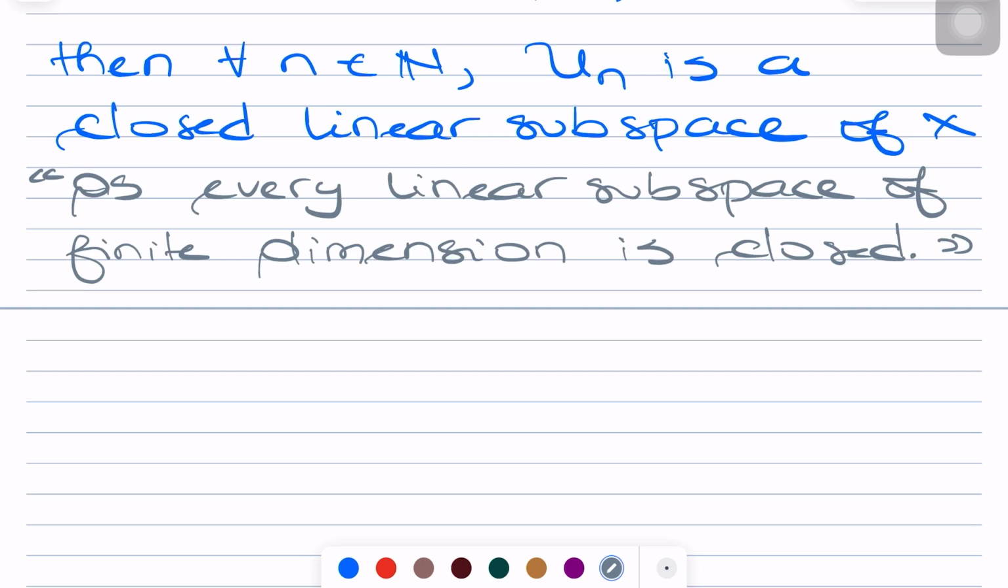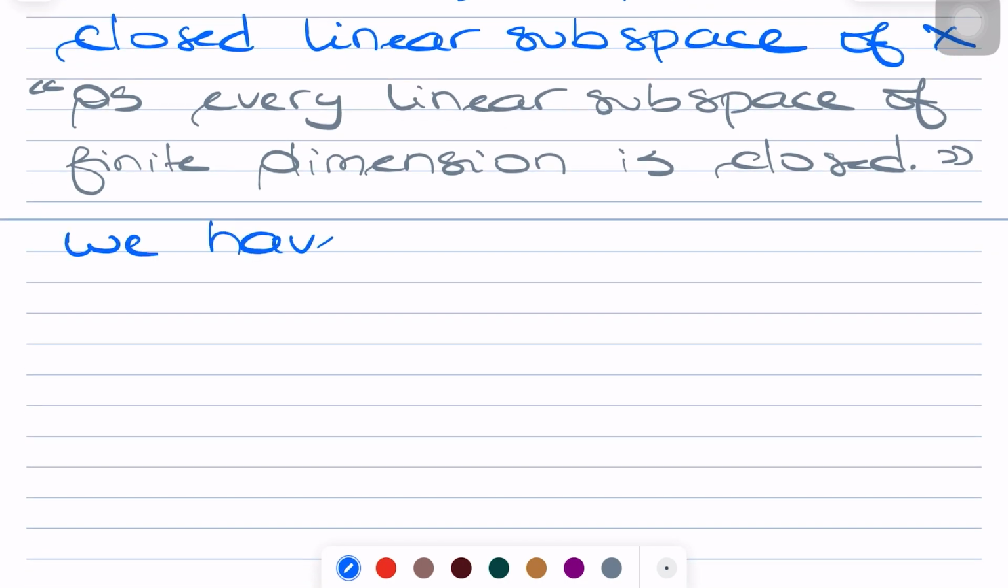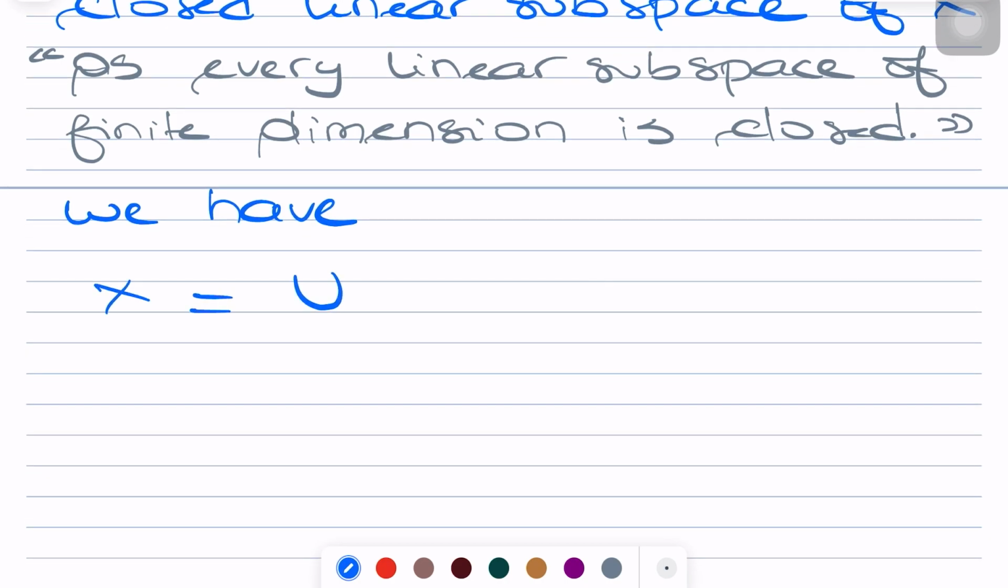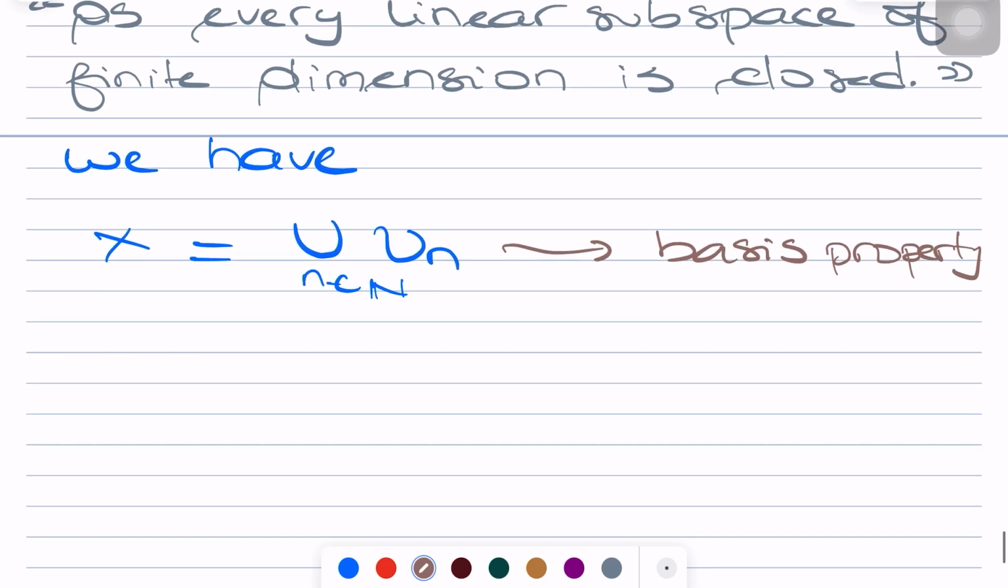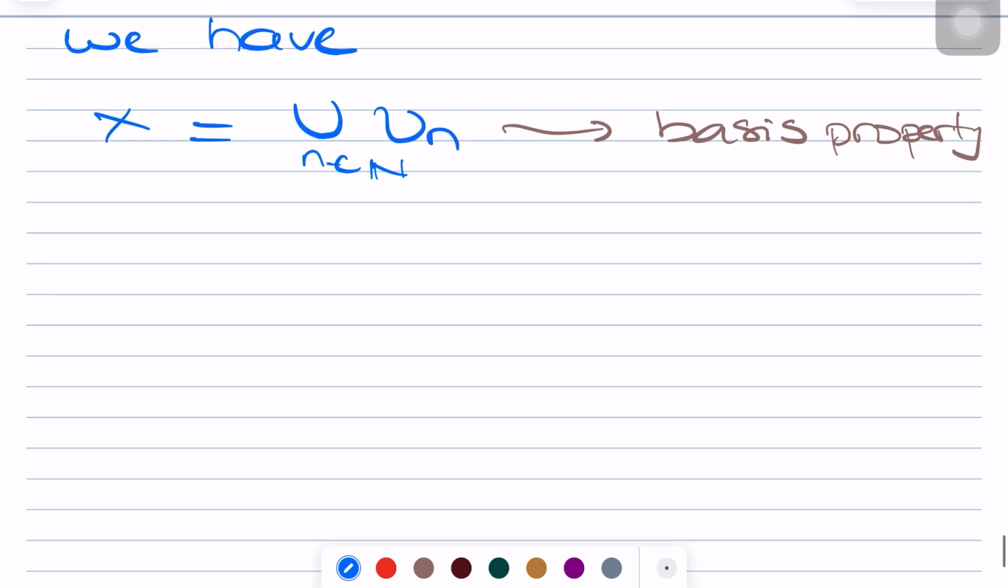So U_n is closed, and then we have X, which is the union of the U_n. This follows from the basis property, because B is a basis of X, so every element of X can be written as a linear combination of elements of B. So X is obviously equal to the union of the U_n. It's very easy to prove, rather clear, we don't need to prove that. Okay, however, as X is a complete metric space, right?